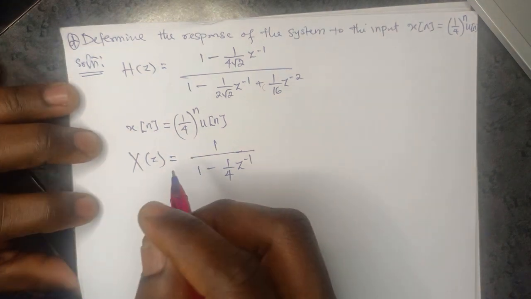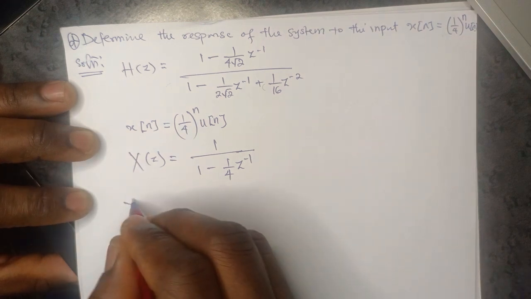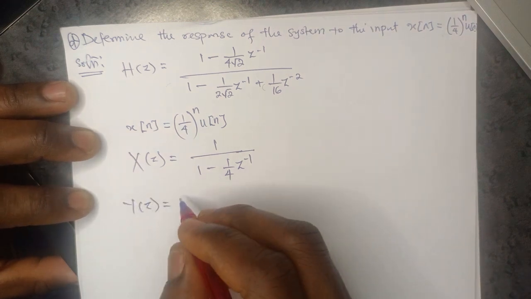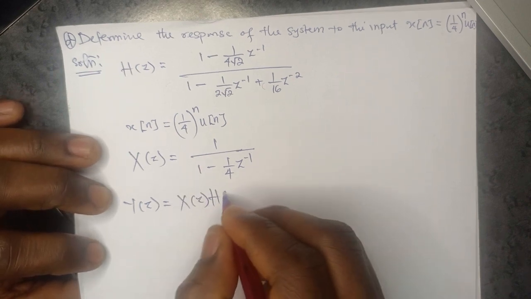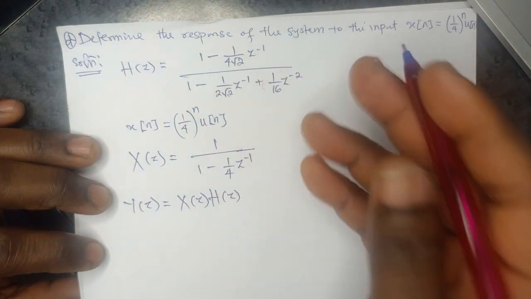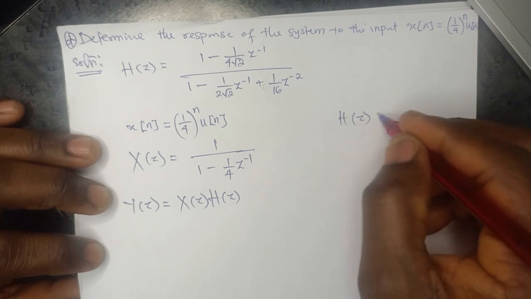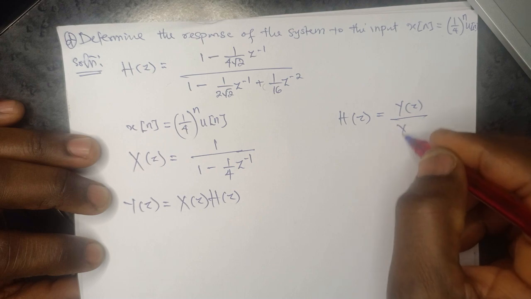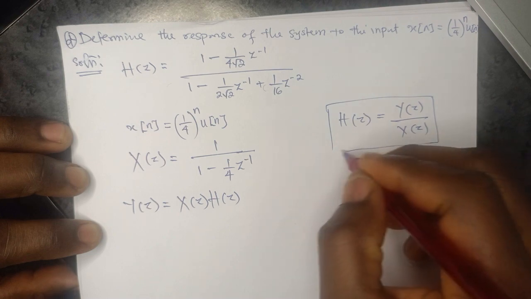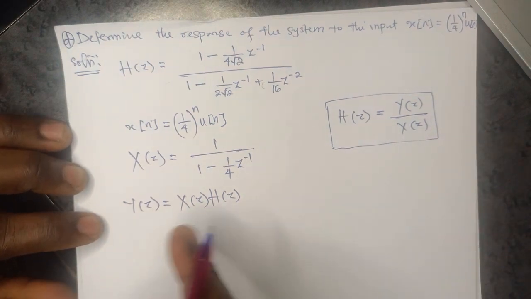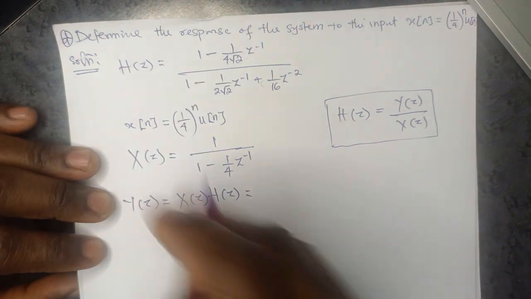And we know that the response of this system, that is Y of z, is of course equal to X of z times H of z. Just as we know that H of z is equal to Y of z all over X of z. So from here, we know that our Y of z is equal to this, which is multiplication. We just need to multiply the two together.